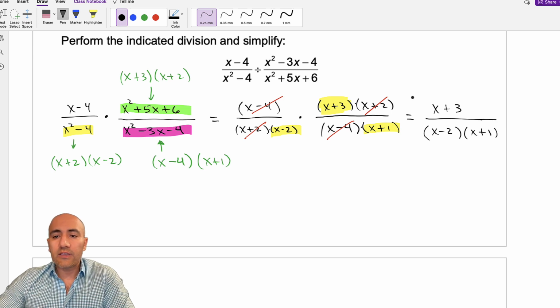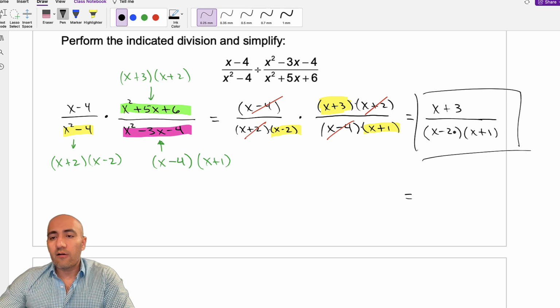So this is a perfectly good solution, leaving it like that. But also we might want to FOIL that out to get a polynomial in the denominator. So x plus 3 divided by x squared, and then x times 1 is x, minus 2x is going to give me minus x minus 2, right?